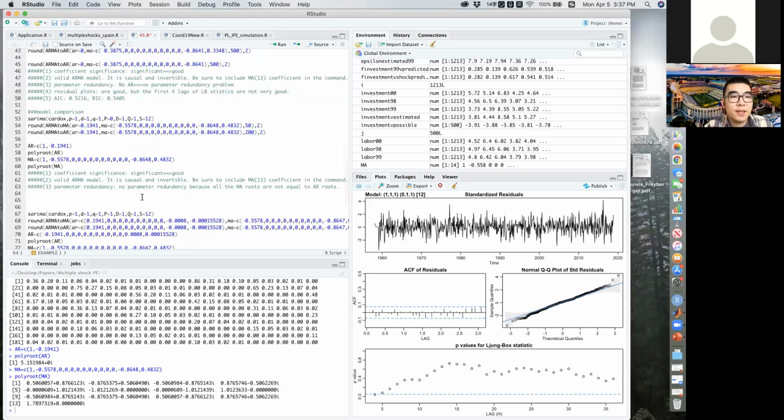Okay. And now let's check the residual plots. So the residual plots, you can see the standardized residuals, ACF plot, normal QQ plot, all of them are pretty good. And we can see that for the LB statistics, it seems that only the first lag is a little bit statistically insignificant, marginally insignificant. And the LB statistics of all the lags afterward are pretty good. So this is certainly better than our first model, right?